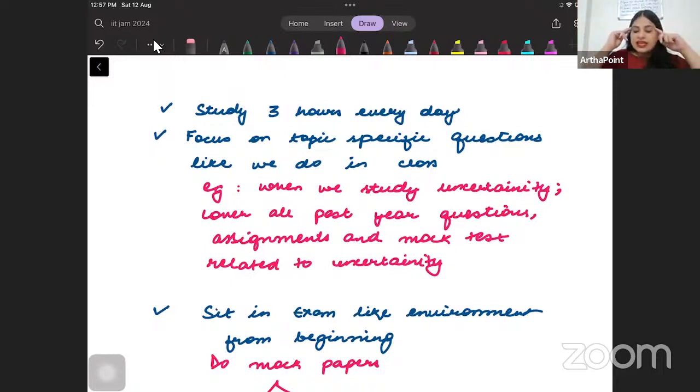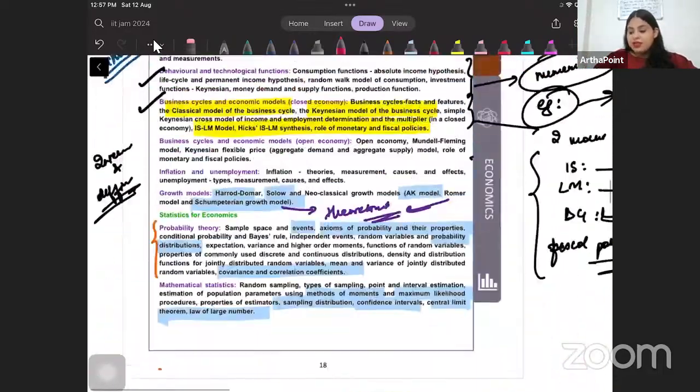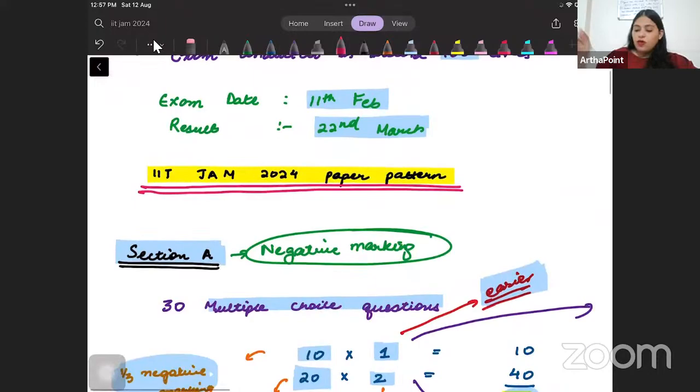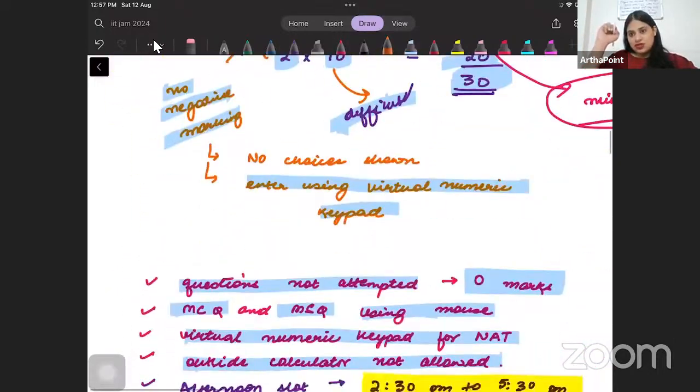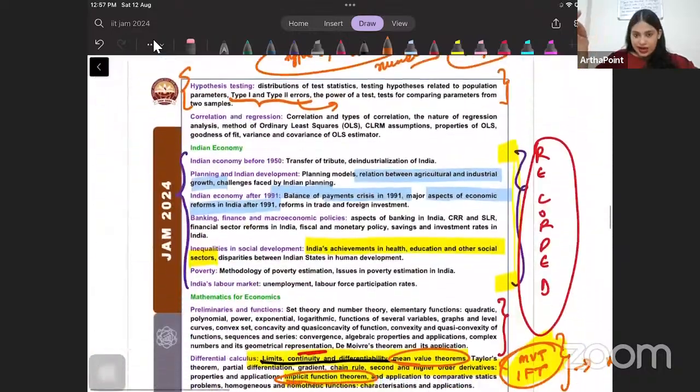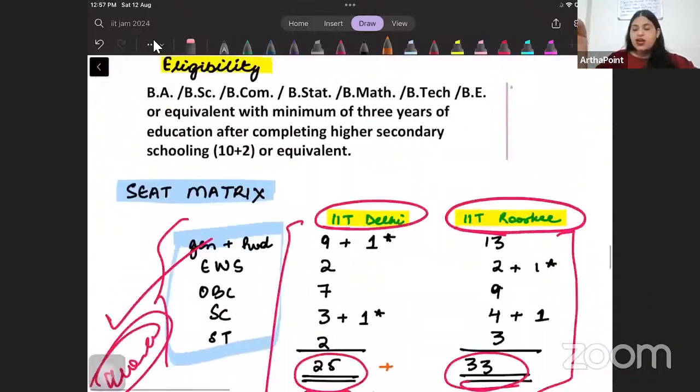First, get this through in your mind that you have a very limited time period. ज्यादा टाइम नहीं है. People may think कि अब बहुत टाइम है, but टाइम नहीं है. The exam is scheduled for 11th of Feb and today is 12th of August. So you can count on your hands how many months you are left with.